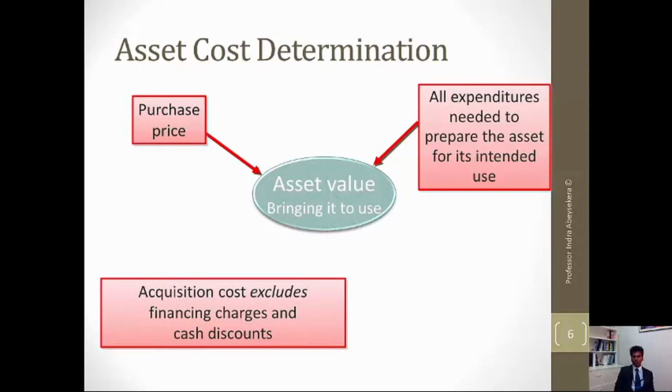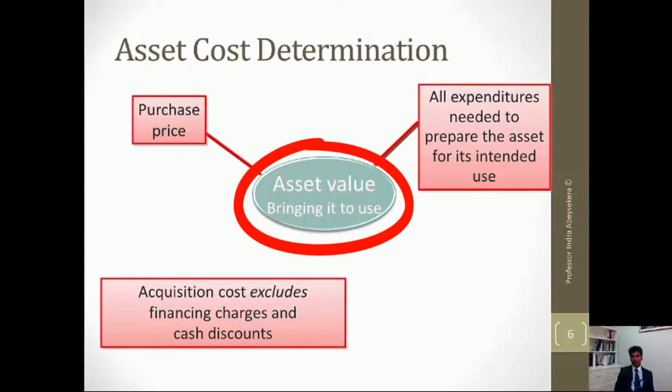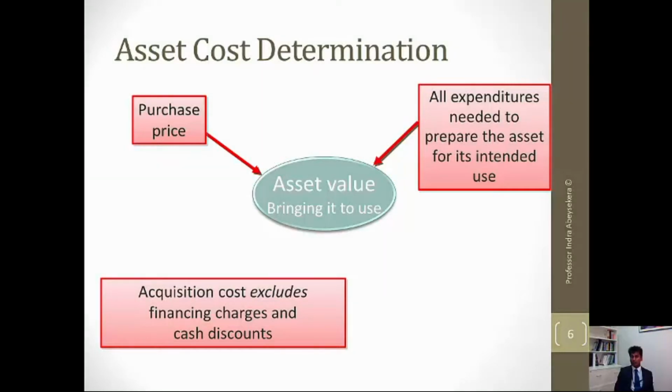When an asset is bought, there's a purchase price. There are also other expenditures that are required to bring this asset to its intended use. So the asset value is not just the purchase price, but also other costs incurred to bring the asset into use. For example, the purchase price could be 2,000, all other expenditures could be 200, and the asset value that is recorded is 2,200.